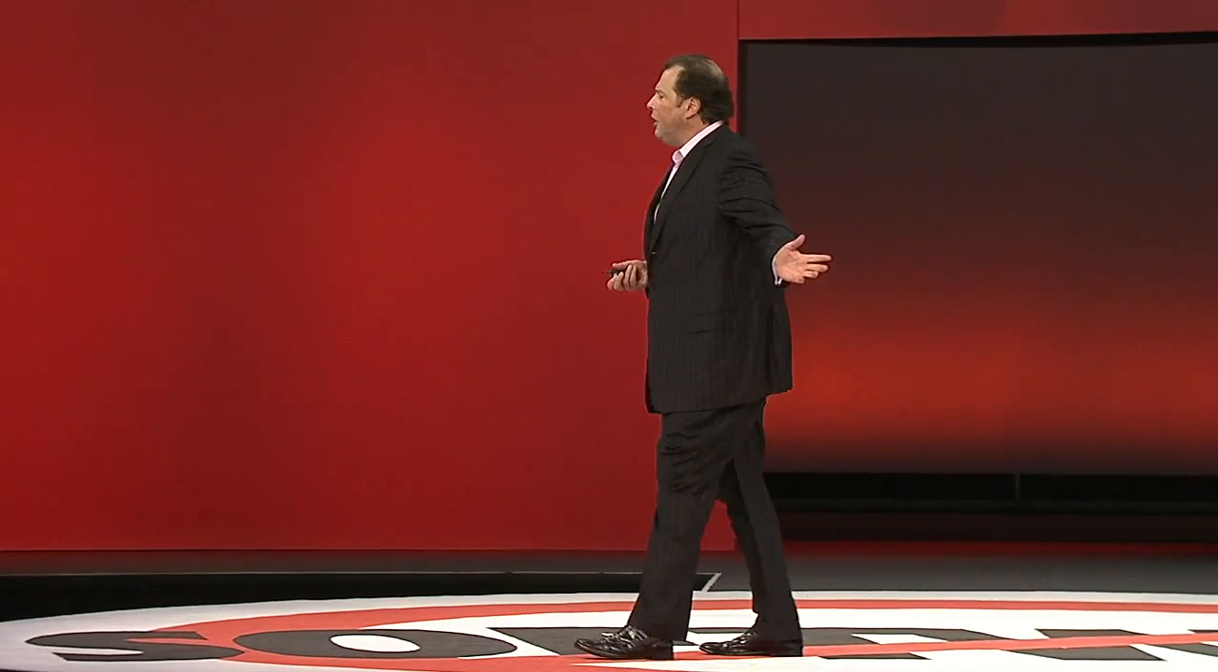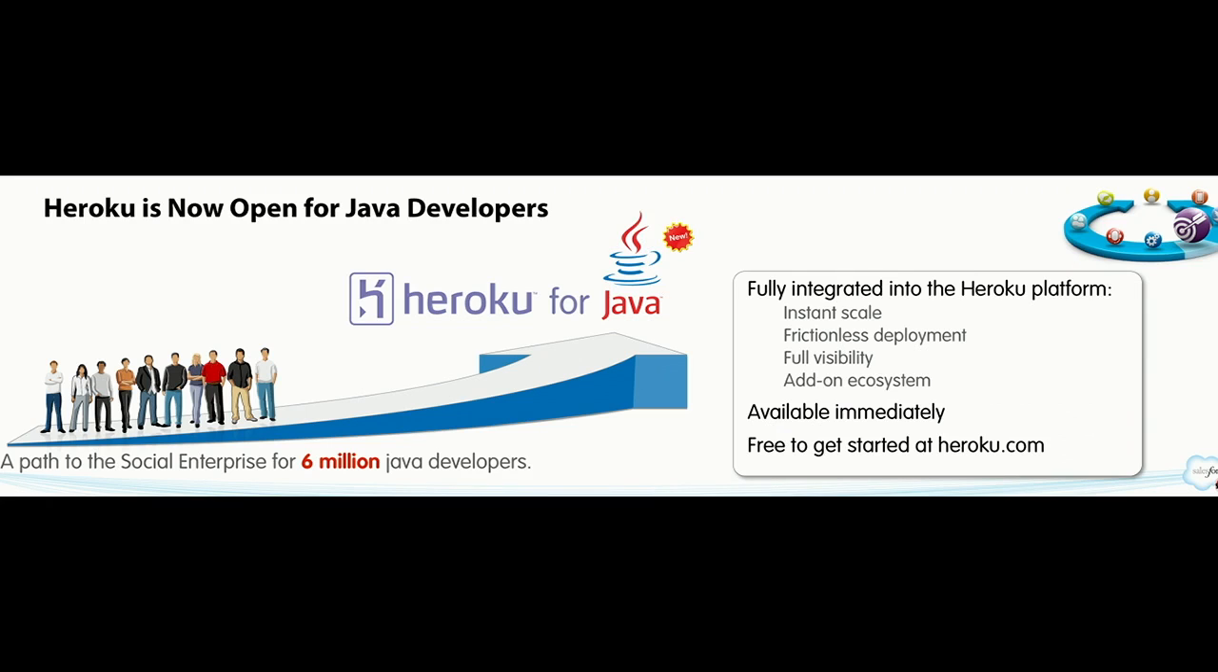And in addition to these kind of applications that you see at Disney, you see them in other amazing companies like ESPN and Best Buy and Warner Brothers. And they're all being built on this tremendous Heroku technology that these engineers have developed and delivered. And now with Heroku for Java, you've got a fully integrated Heroku platform that gives you instant scale, frictionless deployment, full visibility, an add-on ecosystem, and it's available immediately, and you can get started immediately with Heroku on Java. It brings in those 6 million Java developers right into our platform.